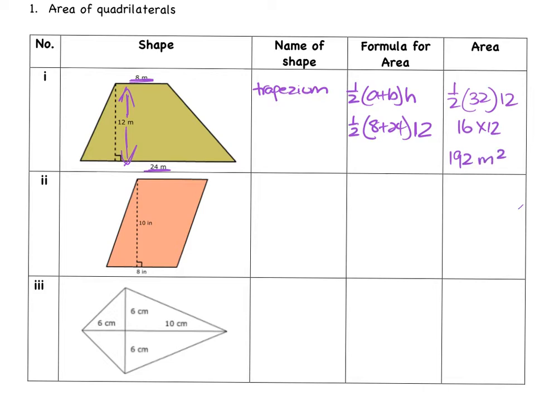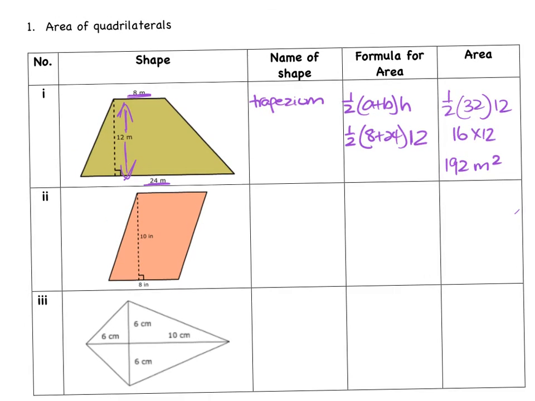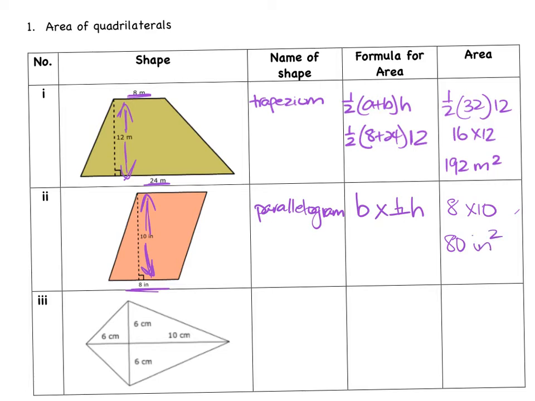The second shape is a parallelogram. And we know that the formula for a parallelogram is the base by the perpendicular height. So the base in this case is 8 inches and the perpendicular height is 10 inches. So therefore the area is 80 inches squared.